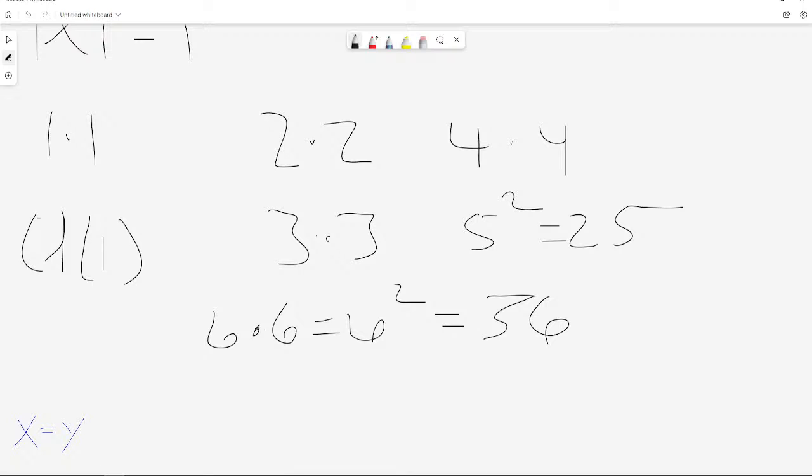11 times 11 is 121. 12 times 12 is 144. 13 times 13 is 169. 14 times 14 is 196. And 225 comes from 15 squared.